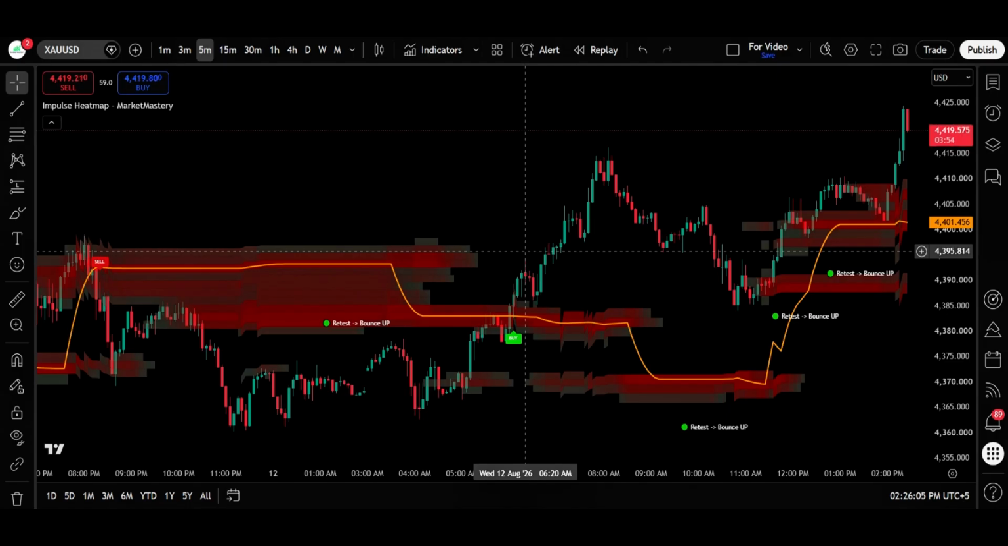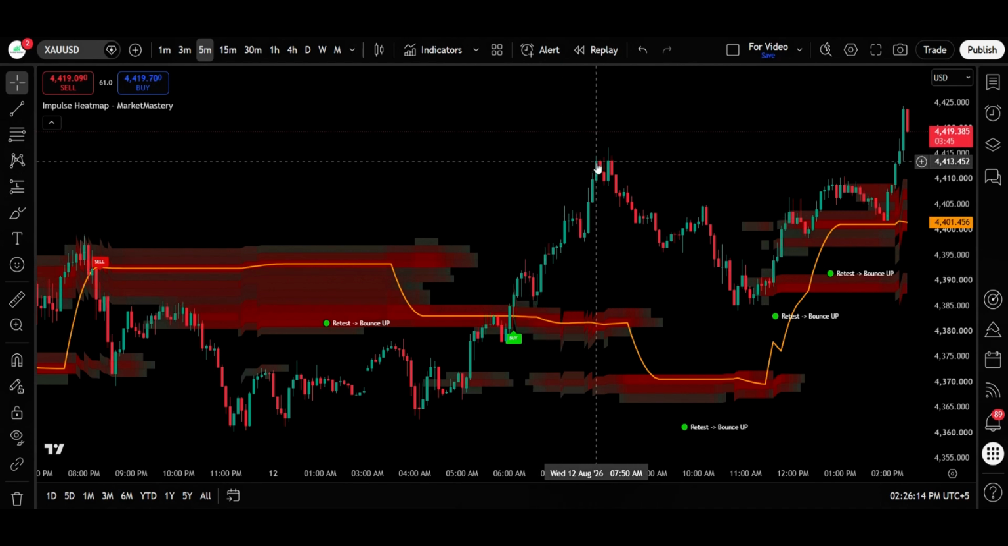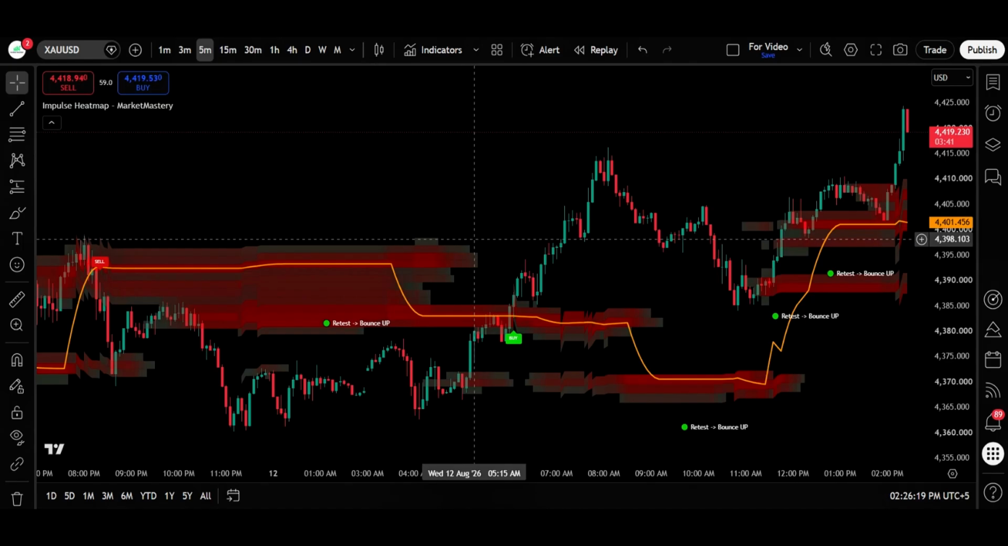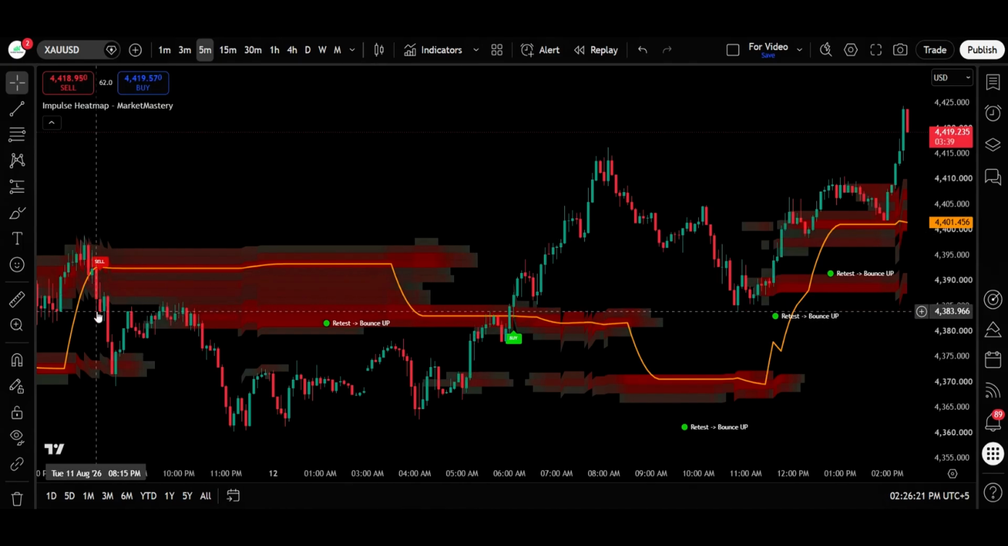Once your first target is reached, you can move your stop loss to break even and hold the trade. If you have a small account, I recommend taking your 40 to 80 pips and closing the trade. Similarly, on this sell signal, you could easily secure 40 to 80 pips.